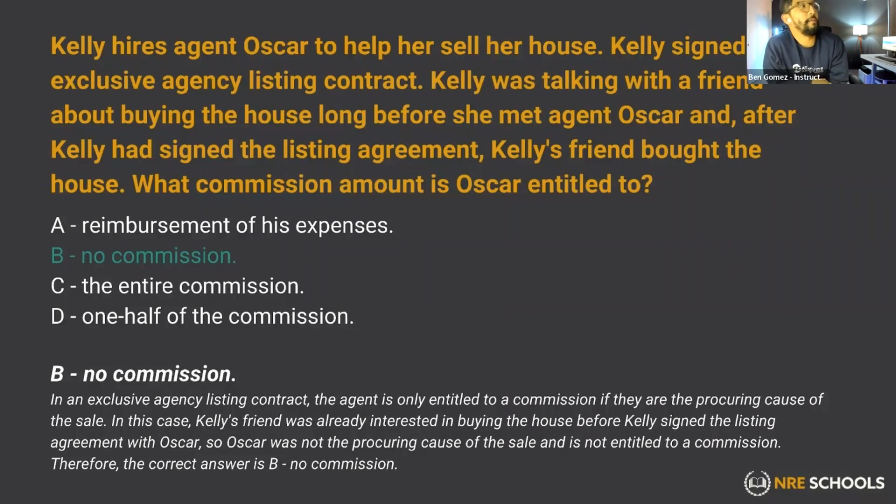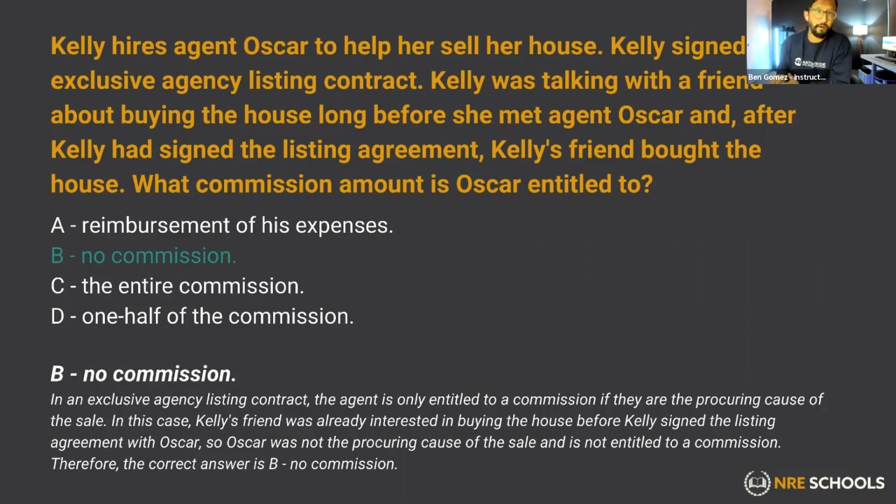Kelly was talking to a friend about buying a house long before she met Oscar. And after Kelly signed the listing agreement, Kelly's friend bought the house. What commission is Oscar entitled to? Because Kelly procured the buyer, brought the buyer, no commission is owed. No commission. That's exclusive agency.